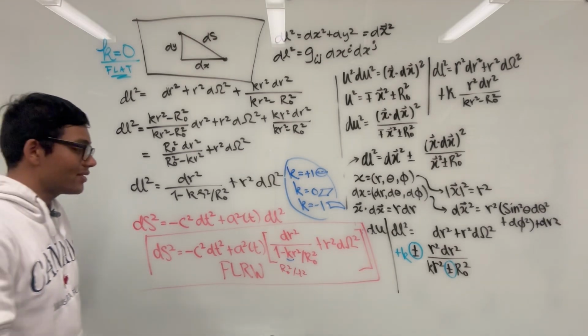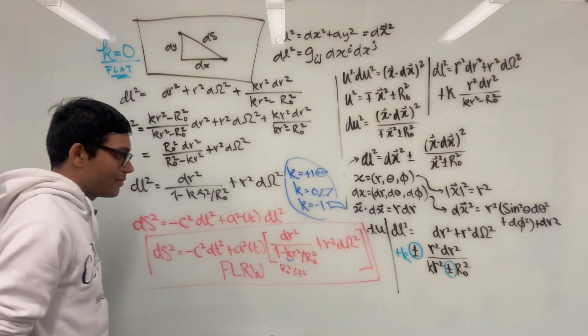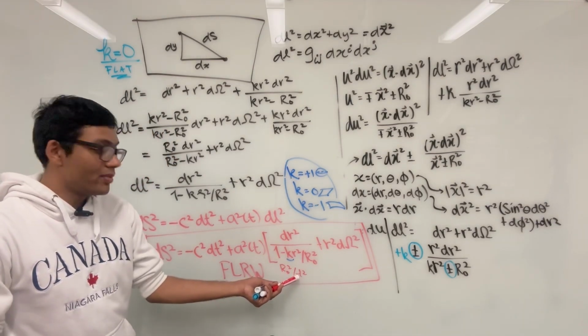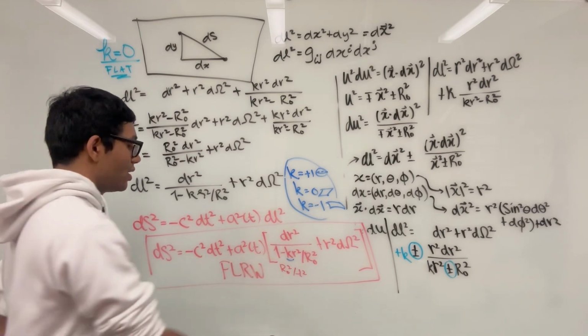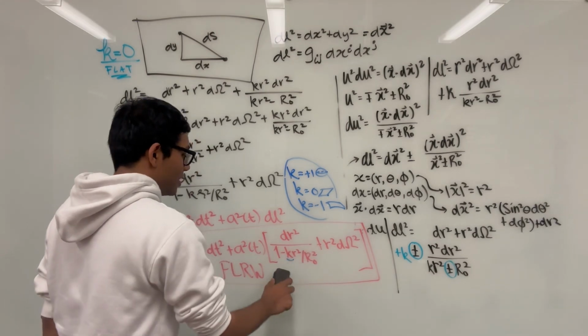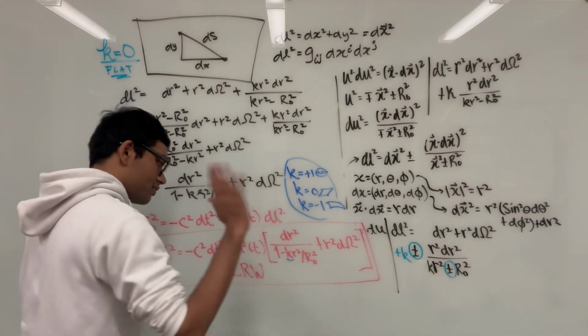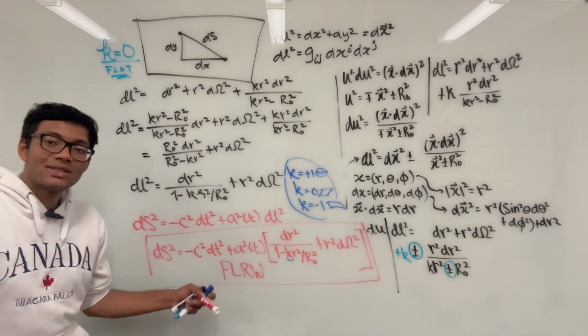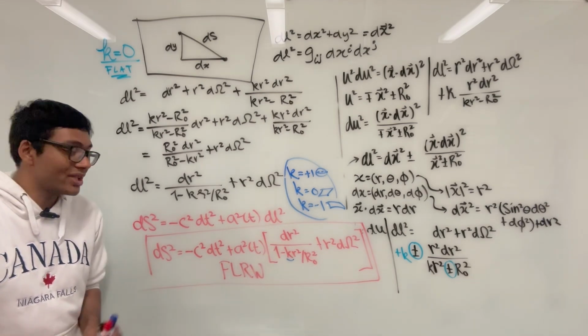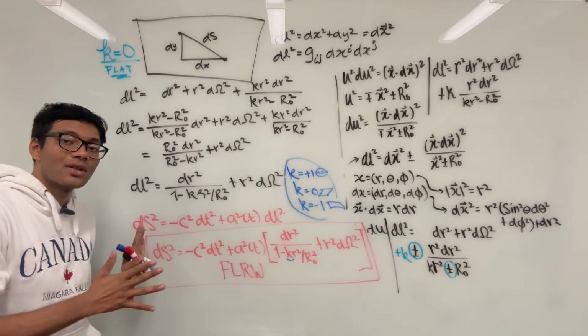Another way you can test this out is that if r was in the denominator, then r equals 0, the origin, would be causing problems, right? So you know that that can't be true. Whereas if r is equal to 0 here, we simply have dr squared, so no problem. So okay, folks, this is the Friedman, Lemaitre, Robertson, Walker metric, the FLRW metric. This is the equation that describes the whole universe.